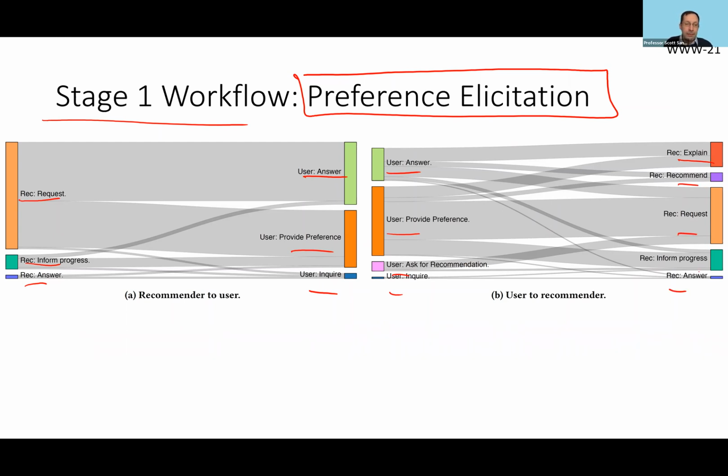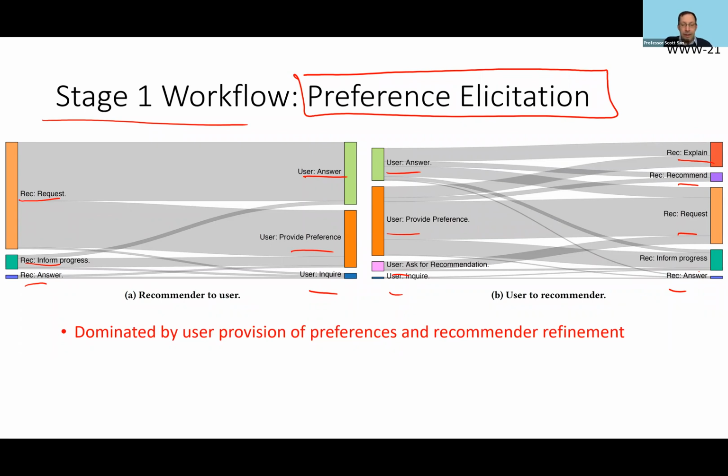Okay, so if we look at the user, they're spending most of their time providing preferences. It shouldn't surprise you. But they're also spending a lot of their time answering questions from the recommender to try to clarify the preferences. And that's what you see the recommender doing. It's making requests. Do you want this? Do you want this? Do you want this?